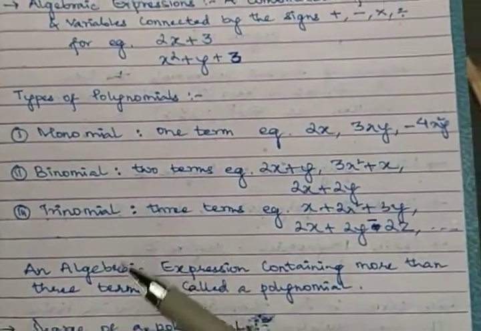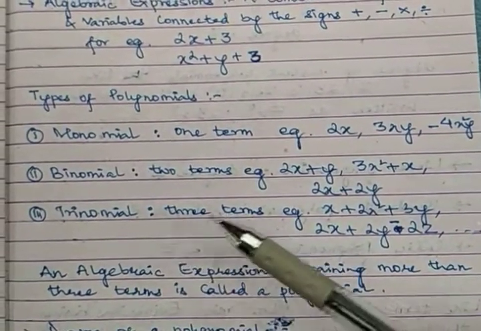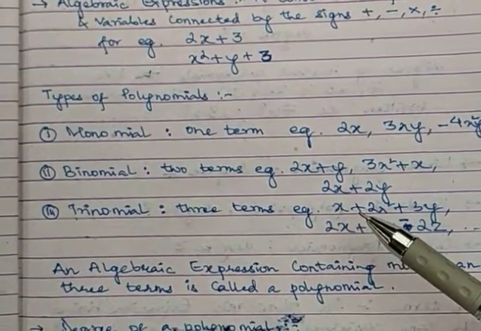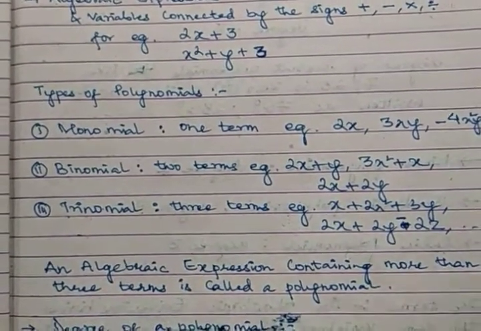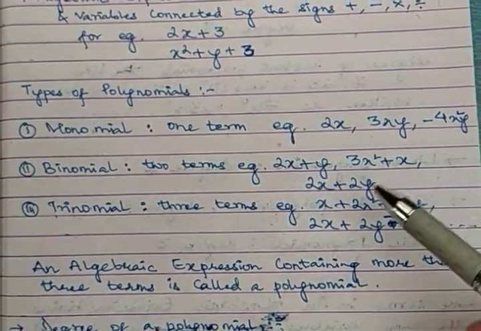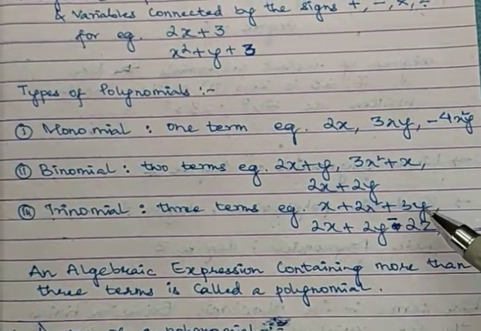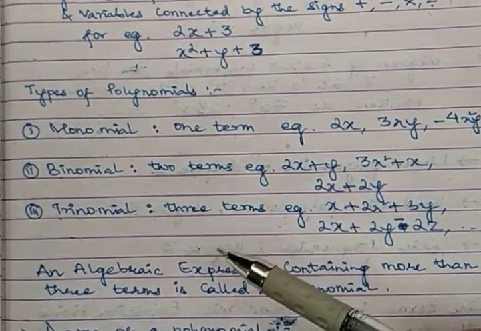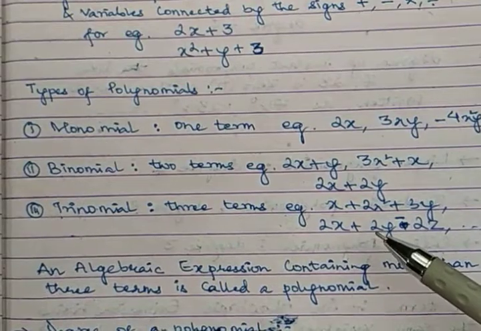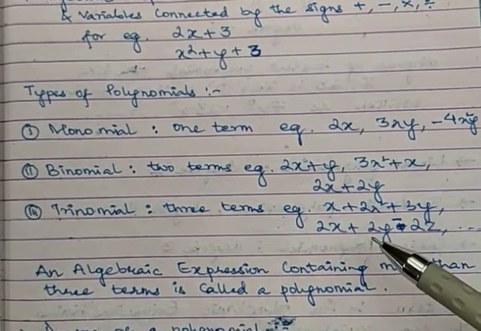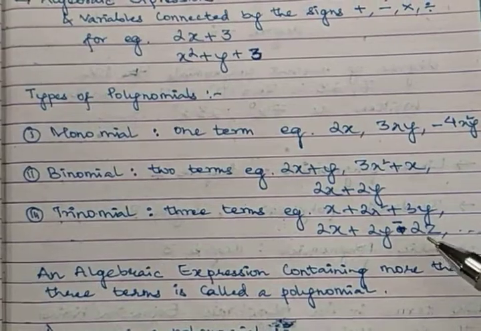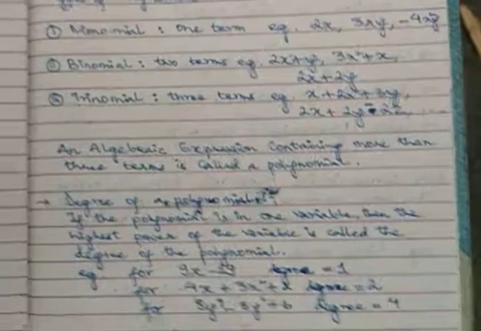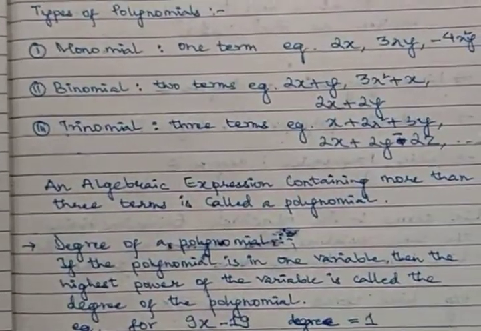Similarly, trinomial. Tri means 3, so 3 terms. Again, terms can only be separated with a plus and a negative sign, as I have already said. For example, x plus 2x square plus 3y: 3 terms connected with a positive sign, so it's a trinomial. The second one is 2x plus 2y minus 2z. We have 3 terms connected with a plus and a negative sign, so it's a trinomial. These are the basics of algebra, which you have done in class 7 as well, I hope.